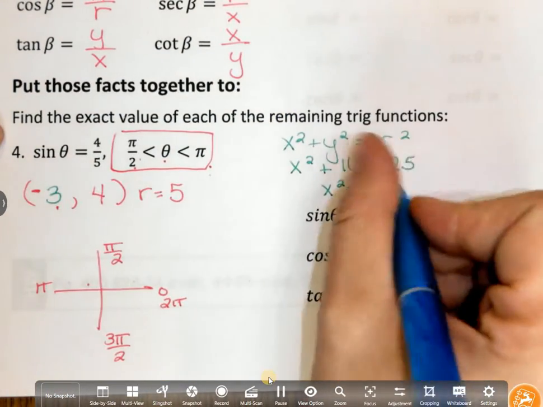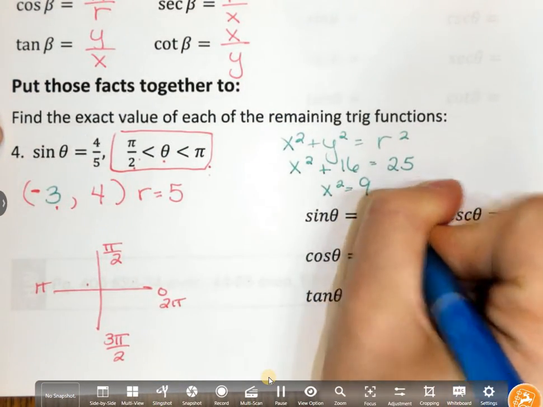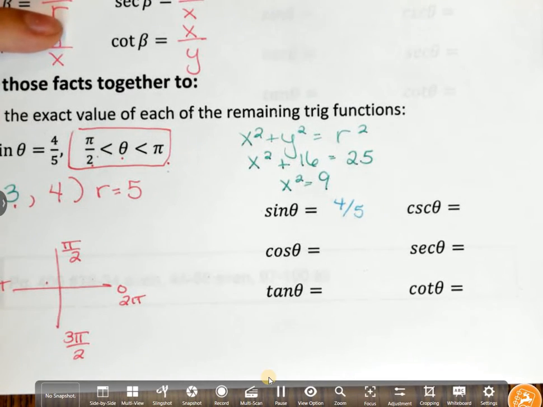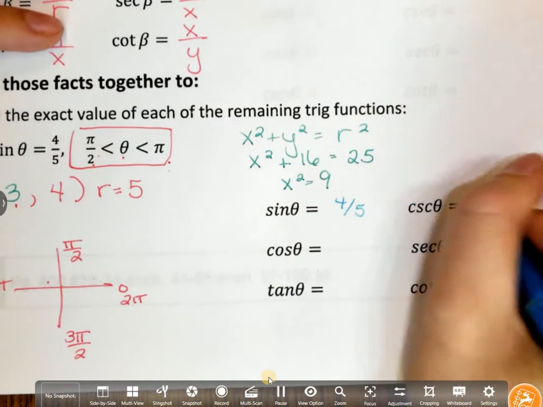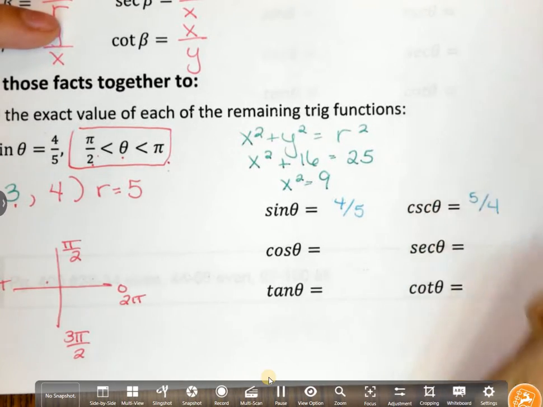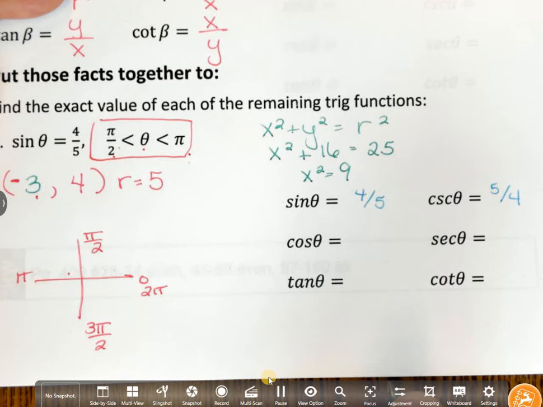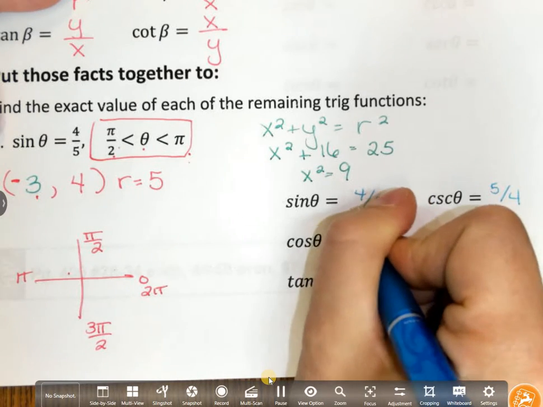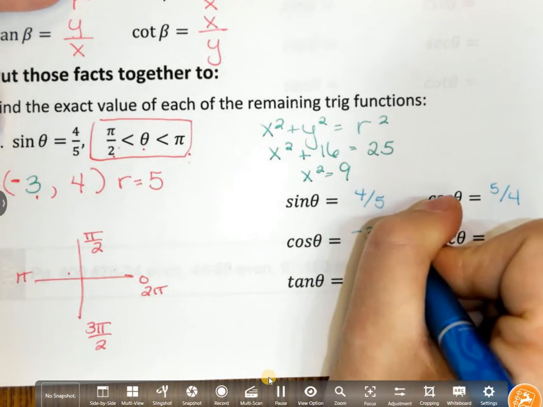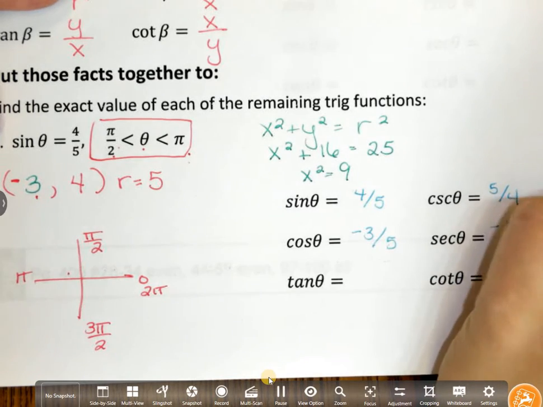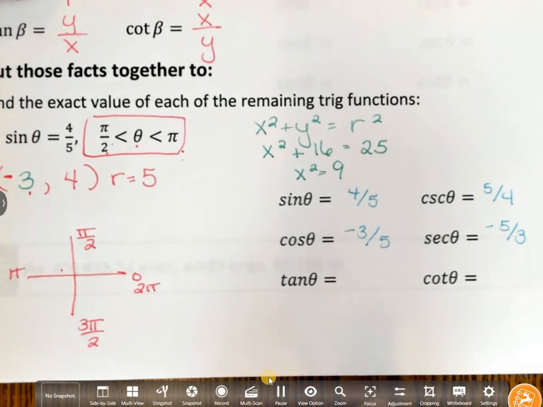Hey, sine. I know exactly what sine was. They gave that to me. Sine was 4/5. Woohoo! What's your cosecant going to be? 5/4. Nice and easy with that. Cosine is what over what? X over r. So x is negative 3, r is 5. Then there's the reciprocal.